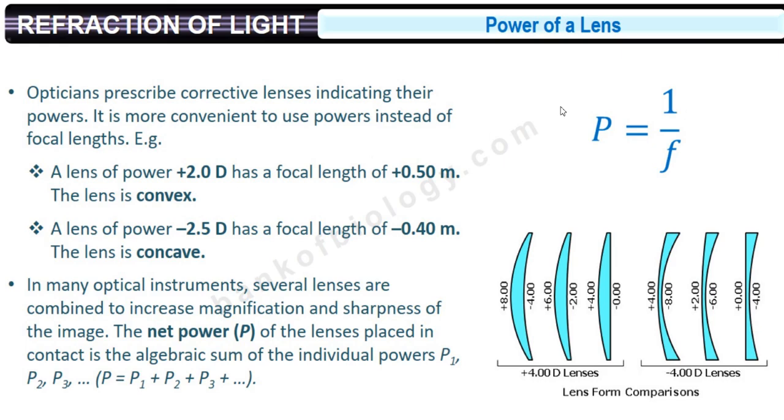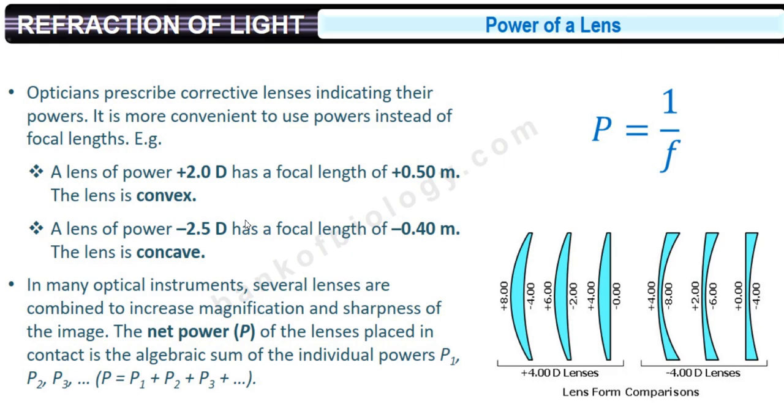The lens is convex. So if in a question they say that plus 2 diopter is the power of the lens, what is the nature of the lens? It is convex. A lens of power minus 2.5 diopter has a focal length of minus 0.40 meter. The lens is concave because power is negative.